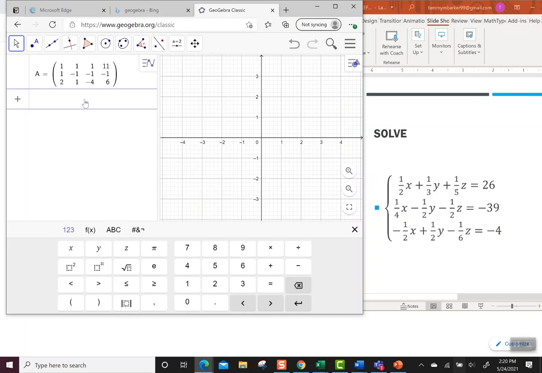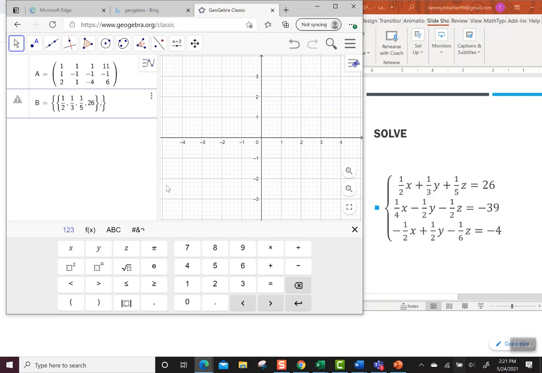Let's call this one B. So I'm going to put B is equal to. I do my brackets to tell us I have a matrix, and then another set of brackets to say my first row. I have 1 half. Remember, comma in between, 1/3, and make sure you kind of space up so it knows the fraction is over, 1/5, and then 26. There's our first row.